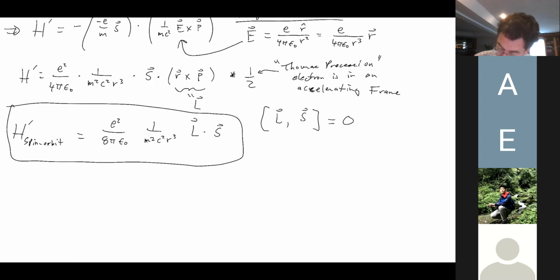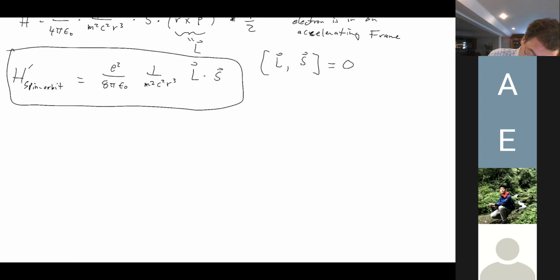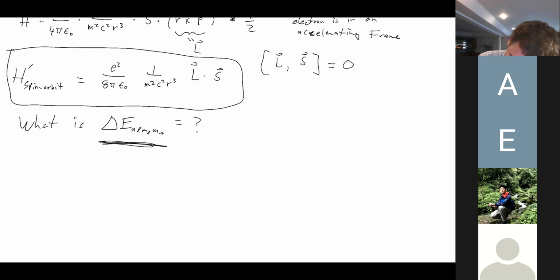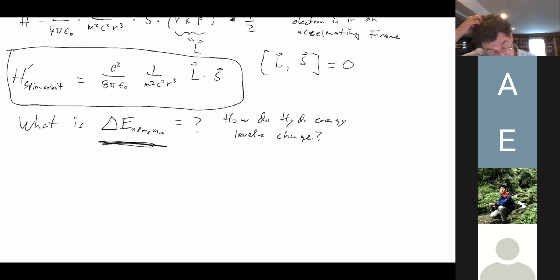Okay, so now what we do is we ask ourselves, what are the changes in the energy levels of the hydrogen energy levels? How do hydrogen energy levels change due to the spin orbit? And so that's what we got to figure out.